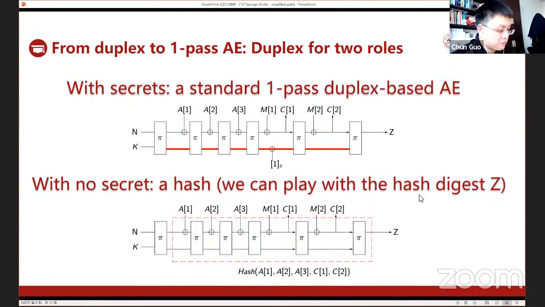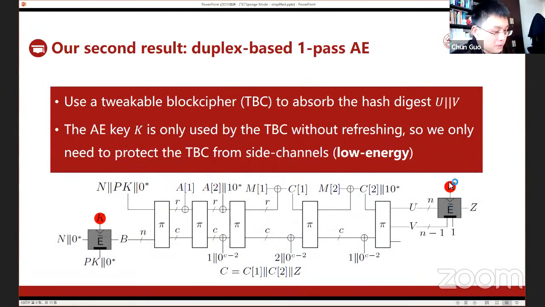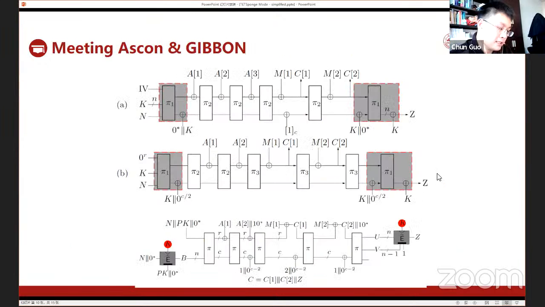So we come up with such a design. We use a tweakable block cipher to absorb the hashing digest, and use the tweakable block cipher to generate the initial state. The AEAD key is only used by the tweakable block cipher, so we only need to mask the TBC and leave the others just there. So this could greatly reduce the energy consumption. Interestingly, we somewhat meet the ASCON and JAMBU design. Please watch my full video for full discussion.